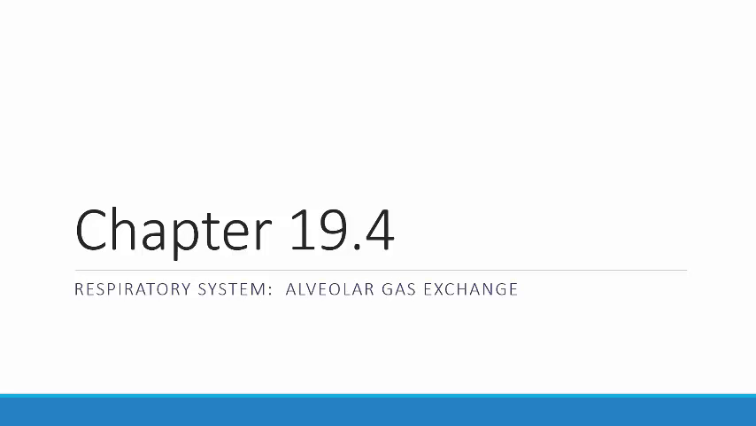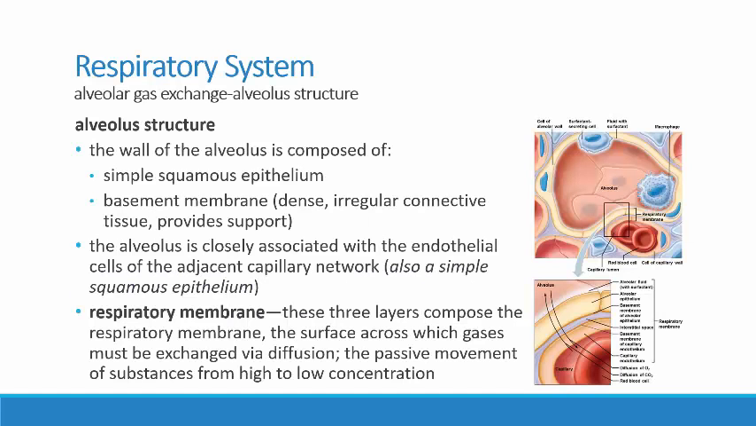Here with our last video to finish out Chapter 19, we're going to look at the processes of both alveolar gas exchange and gas exchange out in the peripheral tissues. So we're going to come back to look at external respiration and internal respiration one last time. But first we have to understand a little bit about the structure of the alveoli themselves.